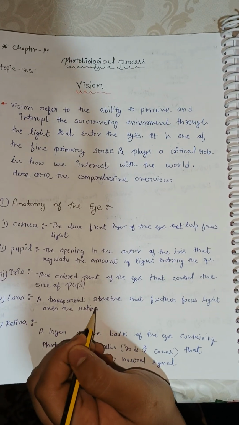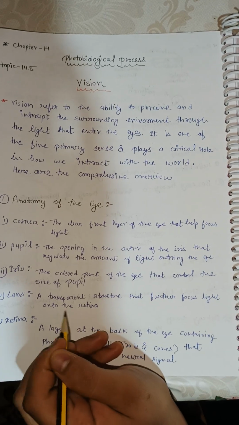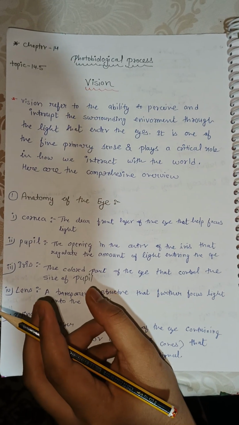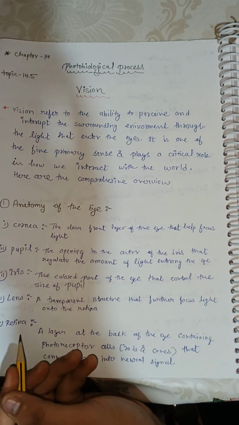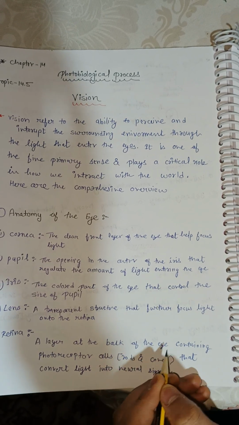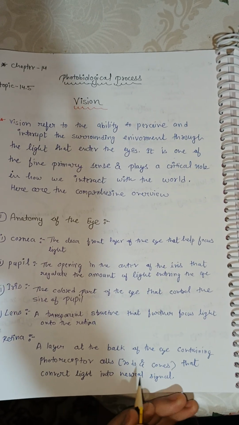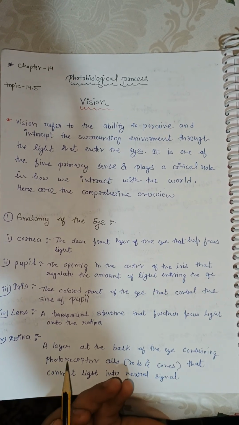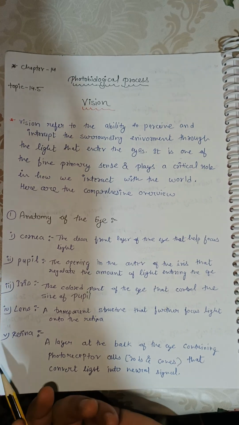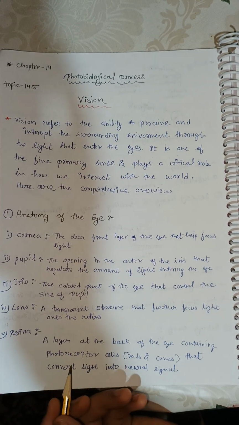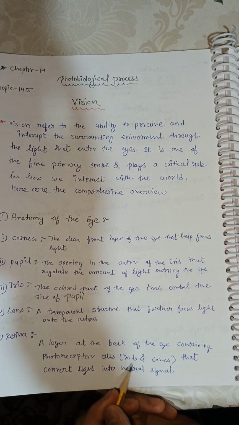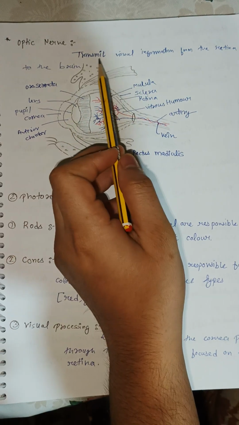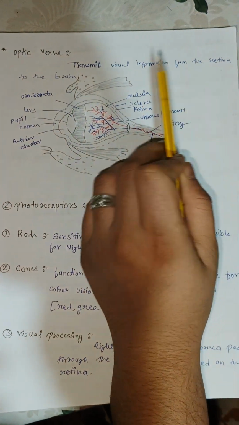Lens, a transparent structure that further focuses light on the retina. Retina, a layer at the back of the eye containing photoreceptor cells, rods and cones, that convert light into neural signals. The retina works like a converter, turning outside light into neural signals through the photoreceptor cells, which are the rods and cones. The optic nerve transmits visual information from the retina to the brain.